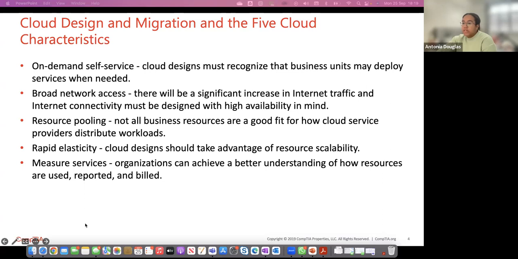Lastly, measured service. Organizations can achieve a better understanding of how resources are used, reported, and billed. So I think we covered CapEx, OpEx. I think this is alluding to that aspect of billing and costing and really working out for the organization what would be the best fit.